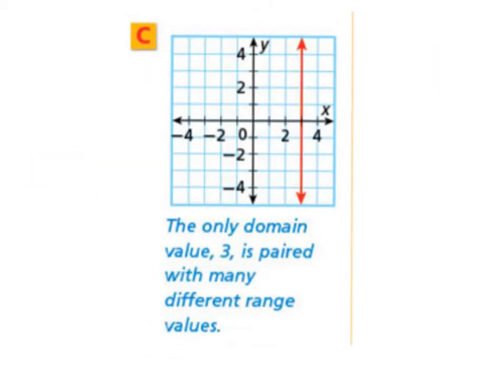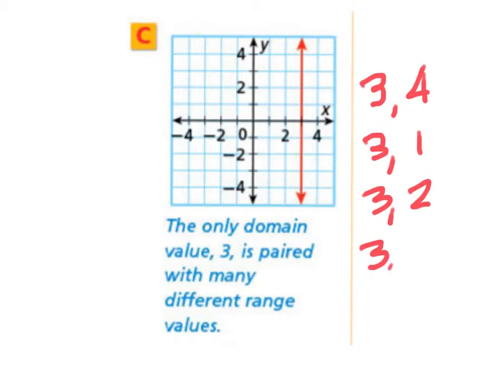The only domain value, 3, is paired with many different range values. So that means if I put in a 3, I'm going to get back a 4, I could get back a 1, I could get back a 2, a -1, because I'm going over 3 and then up 1, 2, 3, 4, down 1, down 2, down 3, down 4.